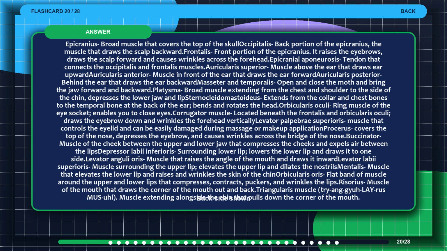Mentalis, muscle that elevates the lower lip and raises and wrinkles the skin of the chin. Orbicularis oris, flat band of muscle around the upper and lower lips that compresses, contracts, puckers, and wrinkles the lips. Risorius, muscle of the mouth that draws the corner of the mouth out and back. Triangularis, muscle extending alongside the chin that pulls down the corner of the mouth.